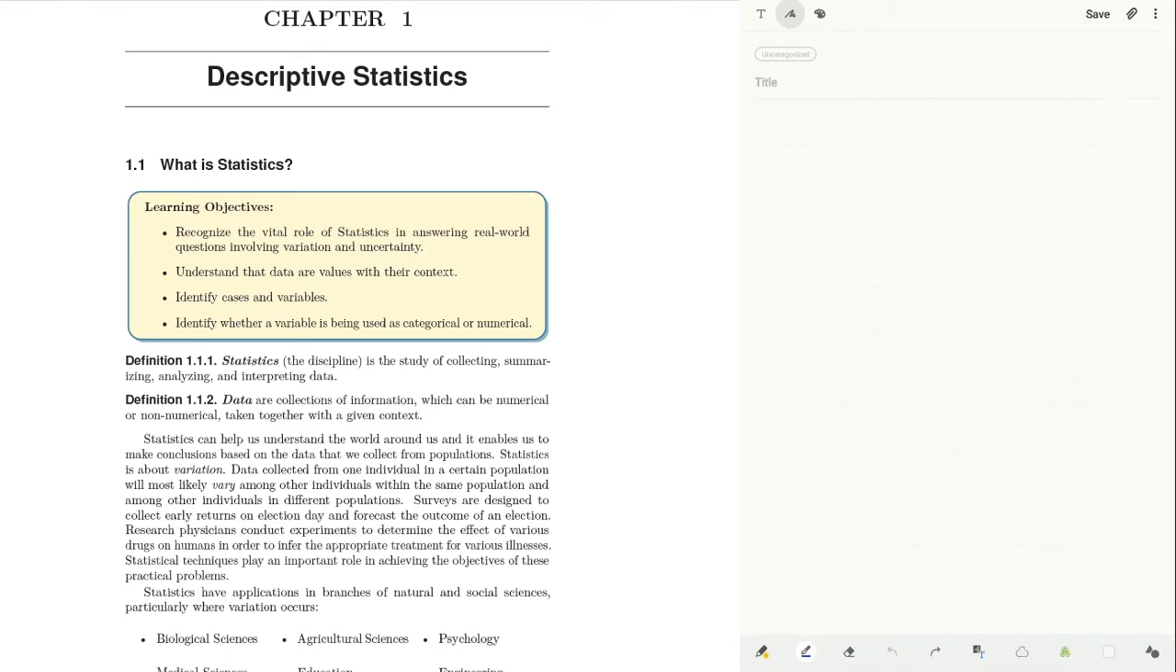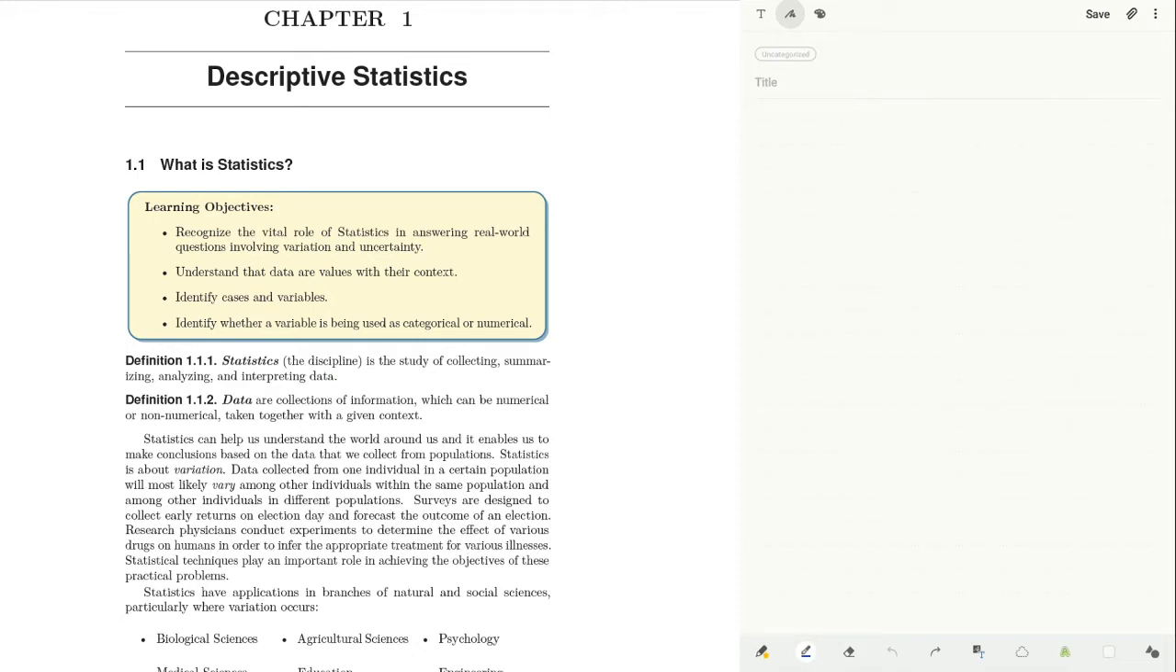First of all, there are actually two definitions of statistics depending on the context. Statistics as a field, or the discipline, is the study of collecting and interpreting data. And data are collections of information taken together with a given context. One of the primary goals of statistics is to make an inference about a population based on information contained in a sample from that population.